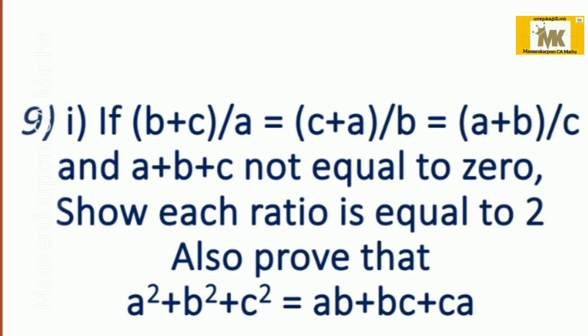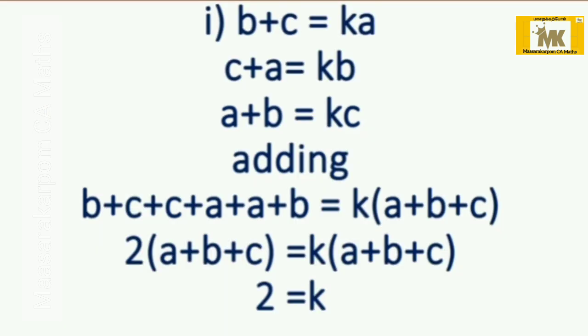Next, the same idea, equate each to k, cross multiply. Then add, you will get 2a plus 2b plus 2c is equal to k into a plus b plus c. So k is equal to 2.